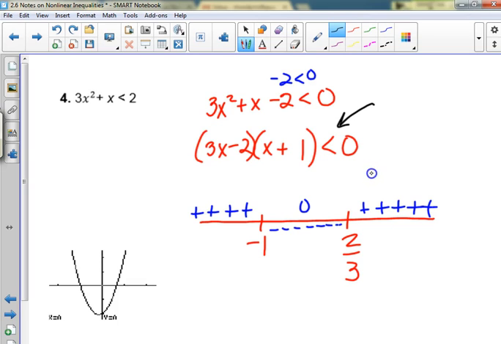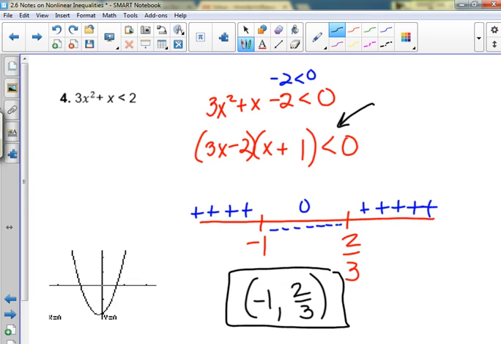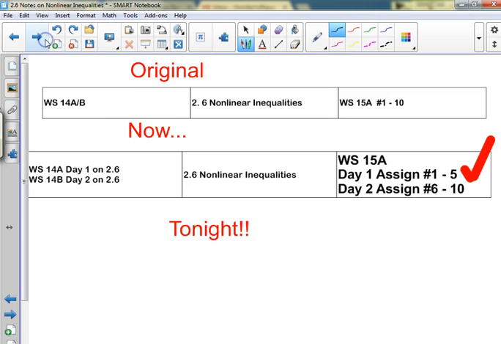Again, it's not or equal to. We could change it to or equal to just so we did another one, but it doesn't have an or equal to, so it's just -1 to 2/3. It looks like an ordered pair. We'd only know it's an interval by looking at the question. Everybody okay? Any questions? All right. So the homework is just to do 1 through 5 on 15A. The other 6 through 10 we'll do tomorrow after we've talked more about rational functions.